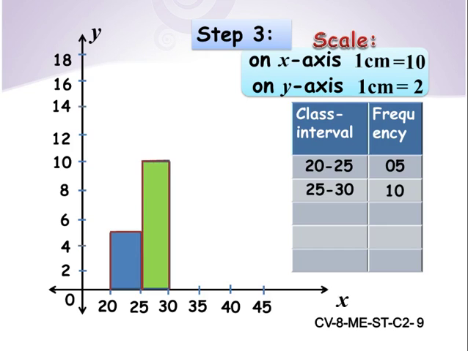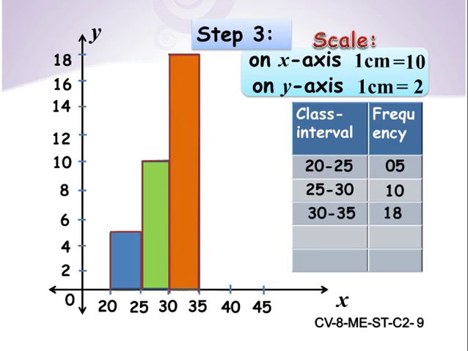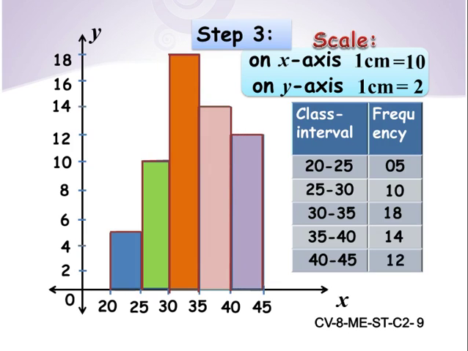Now, let me go to the next class interval, that is 30 to 35. What is the height? You are exactly right. That is 18 units you have to go. Then, the class interval 35 to 40. So, the height will be 14 units. In the same way, the class interval 40 to 45, the height will be 12 units. Now, we have drawn the histogram for an exclusive type of distribution.